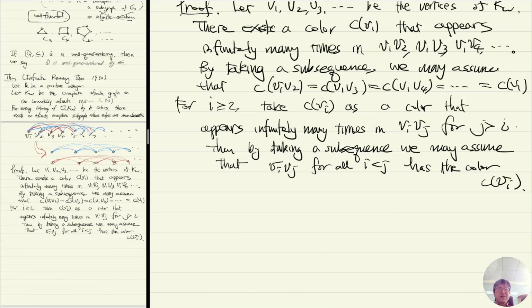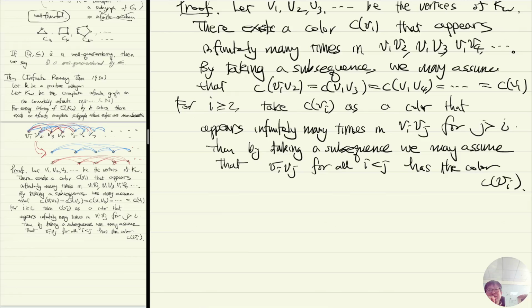So I'm going to remove all the vertices that are not connected by this color. Then what's left is again some infinite sequence, and then I do the same for 3. So take c(v3) as the color appearing infinitely many times in v3 v4, v3 v5, etc. And then take a subsequence, and then I look at v4, take a color that appears infinitely many times, take a subsequence, then v5, then v6, and continue forever.